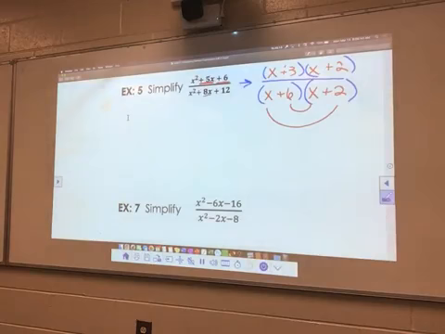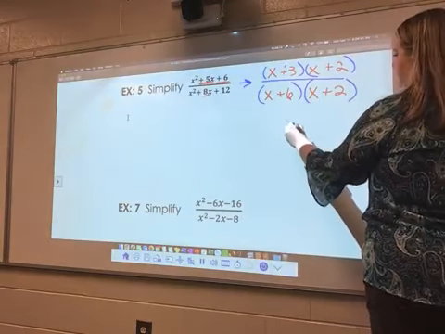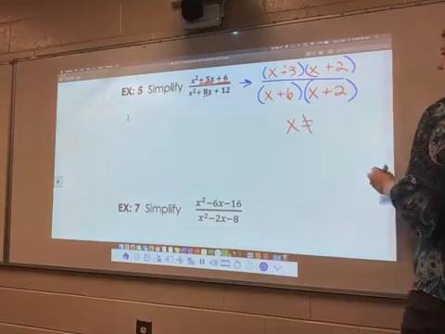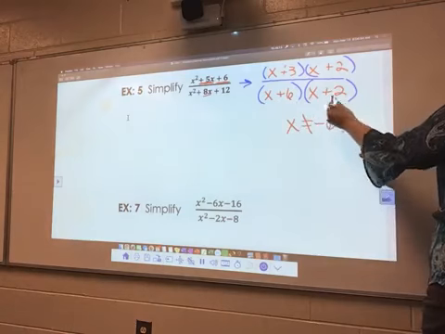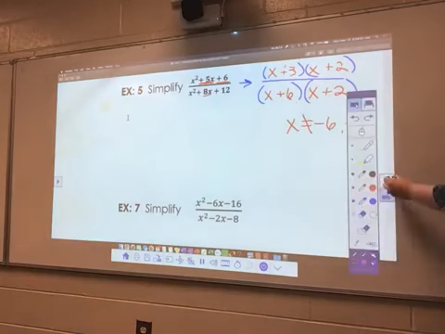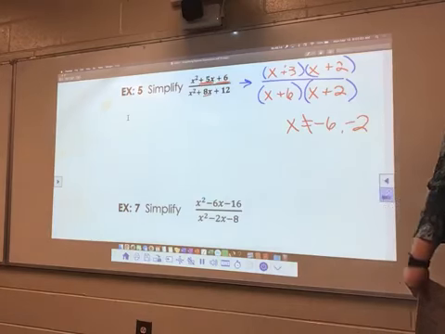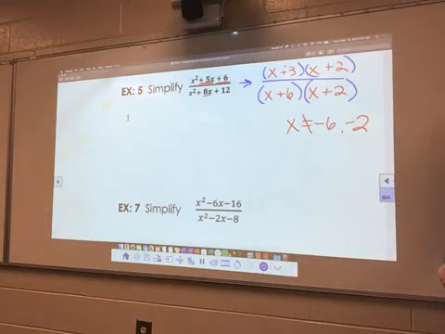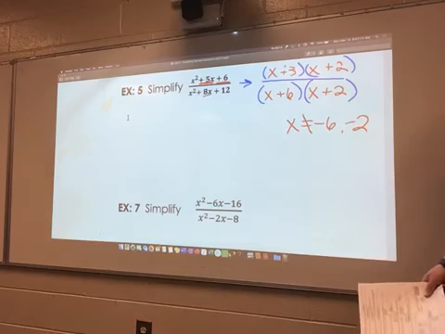So my excluded values, right? I can't have a negative 6 and I can't have a negative 2. Denominator. Right, because 0 divided by any number is just 0. But I can't divide by 0.